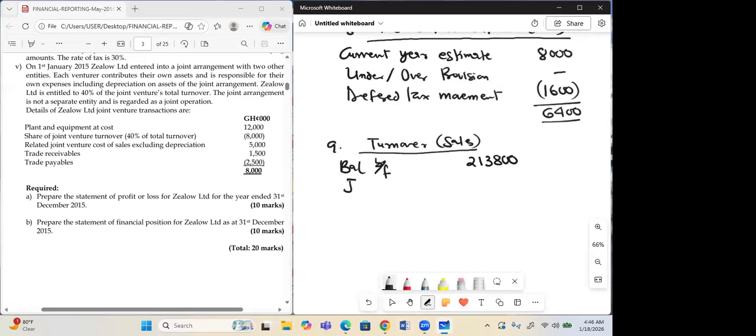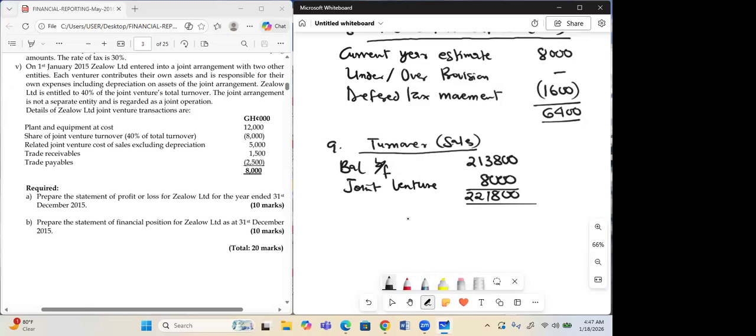Then you add the joint venture to it. So the joint venture sales is what? 8,000. Forget about the treatment. The treatment is how they recognize the joint venture in their books, but we are looking for the figure. So that will give you 221,800.